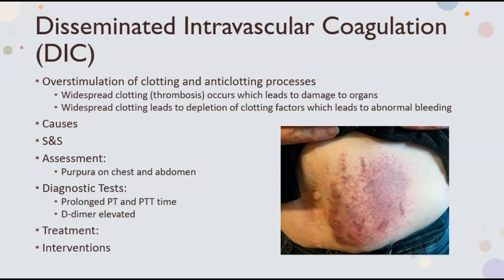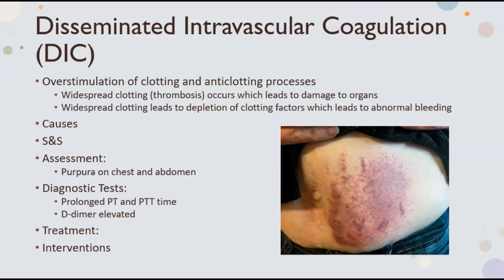Treatment for DIC: platelet transfusion or factor replacement therapy. Possibly heparin therapy if they are not having significant bleeding, because heparin prevents further clots. Packed red blood cells or fresh frozen plasma.